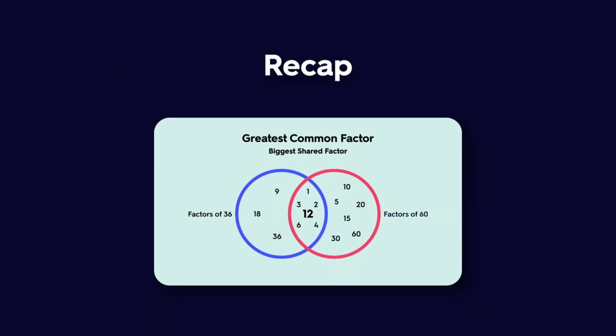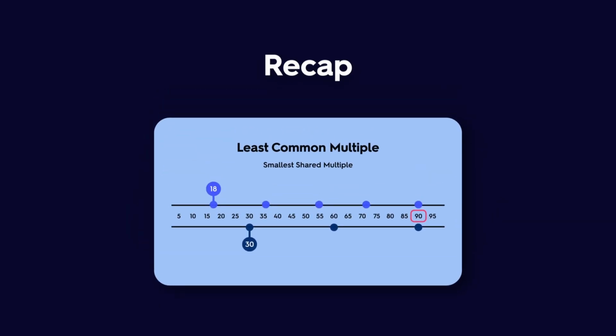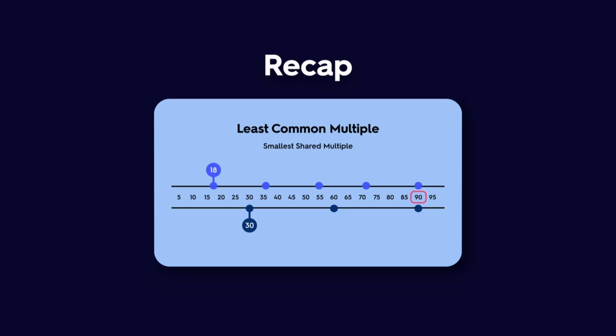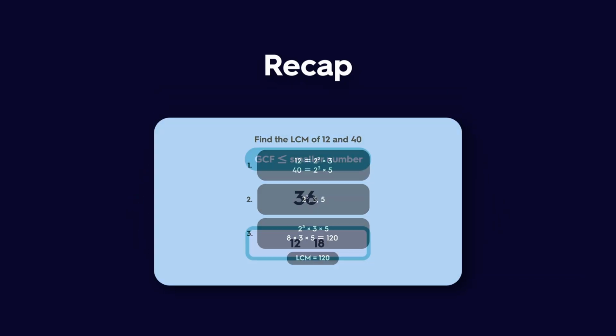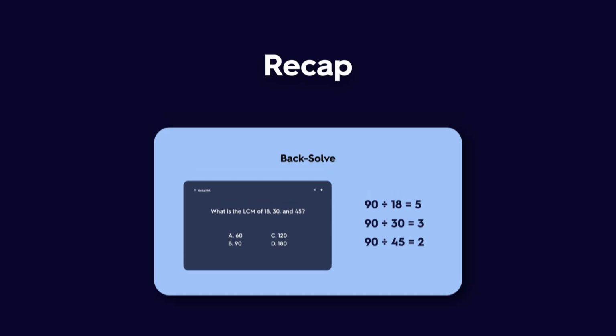Here are the key takeaways. The greatest common factor is the biggest number that divides each original. The least common multiple is the smallest number they all share as a multiple. Use prime breakdowns, size checks, and backsolving to move fast on ACT Math.